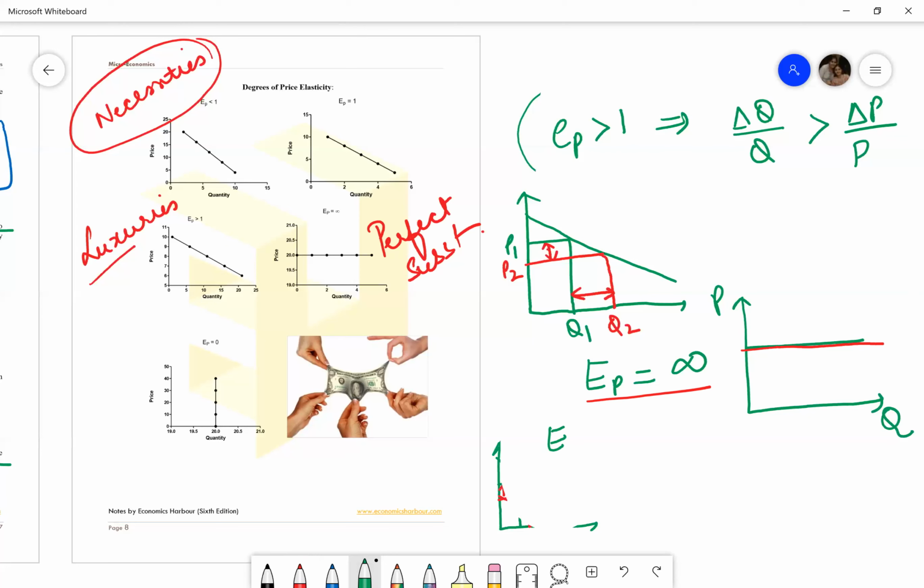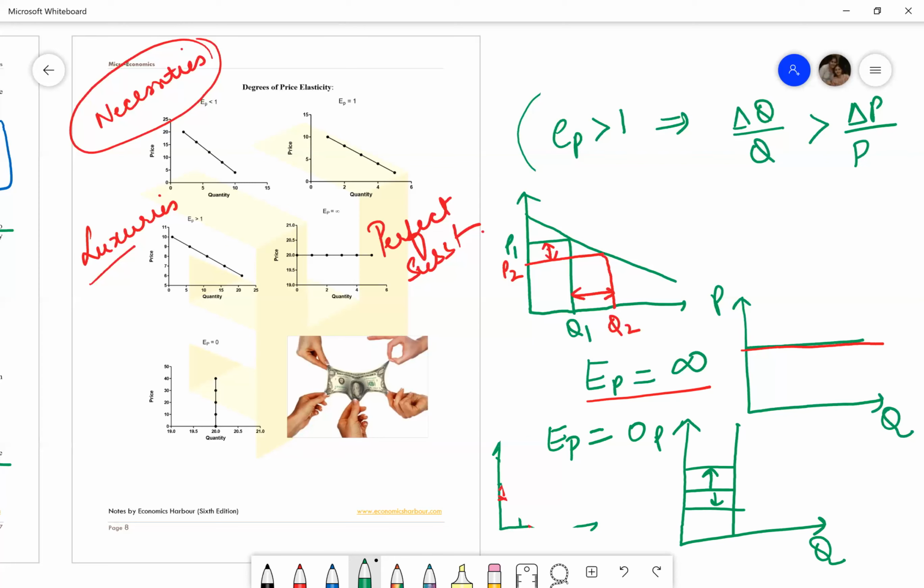And the last case is when price elasticity equals 0. This is the case when the demand curve is a vertical line parallel to the y-axis, which is denominated as price, right? So even if you increase the price, there will be no change in quantity demanded. If you decrease the price, there will be no change in the quantity demanded. A person will consume what he has to consume.